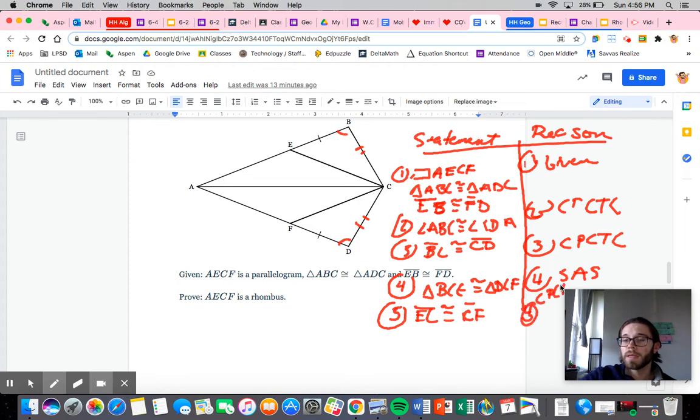I know that this is a parallelogram in here. And a parallelogram with consecutive sides that are congruent are what? They're a rhombus. So that would mean that we have achieved our goal. We just have to say that. So I have that parallelogram AECF is a rhombus.